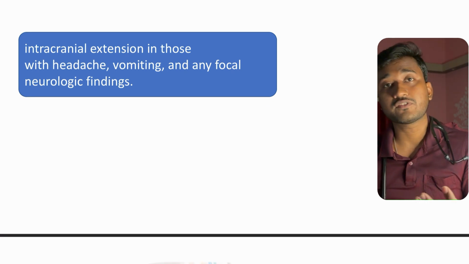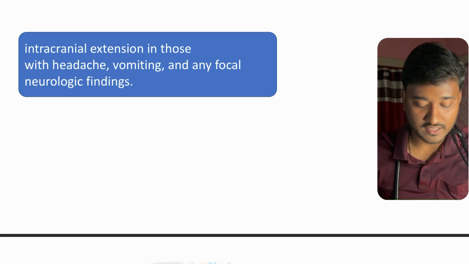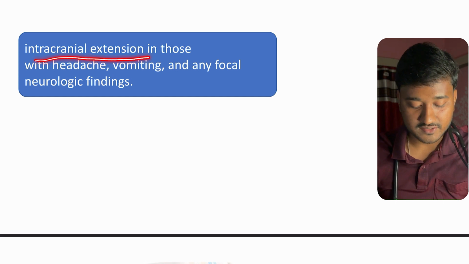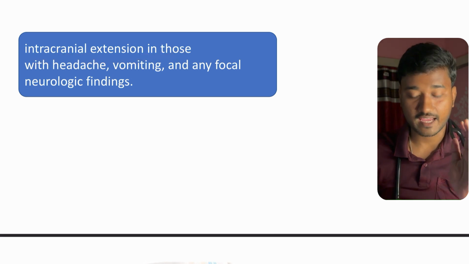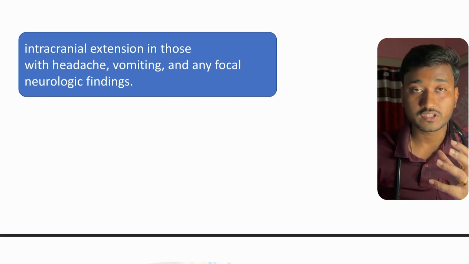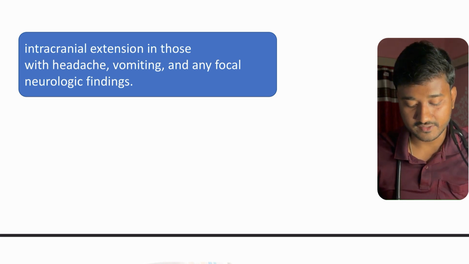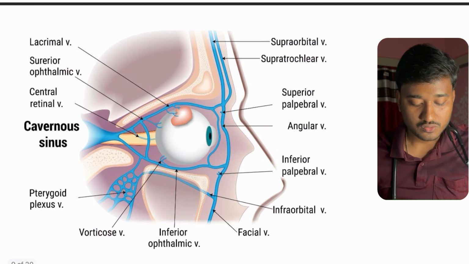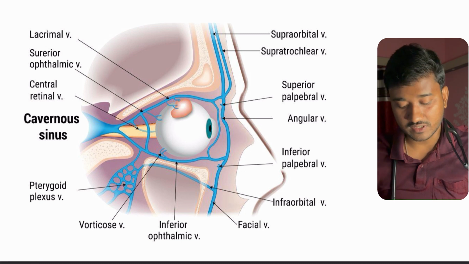What will be the feature for cavernous sinus thrombosis? The features are, when there is intracranial extension of this infection, there will be headache and also vomiting, and also there will be focal neurological findings. Okay. So how does cavernous sinus thrombosis actually develop?